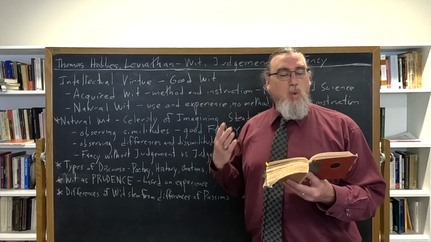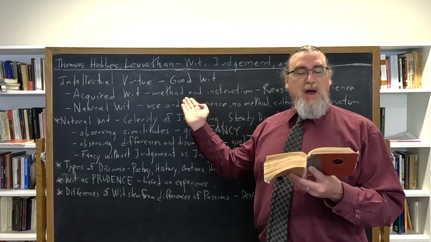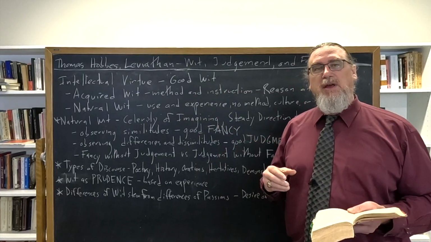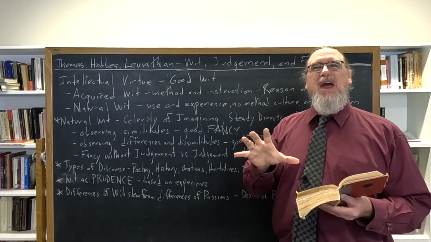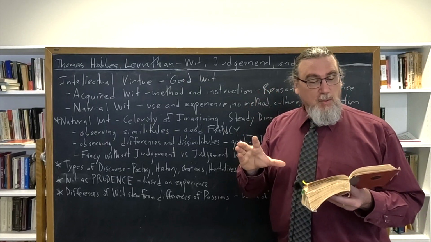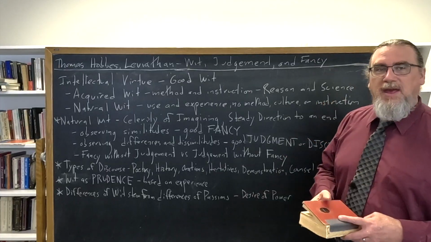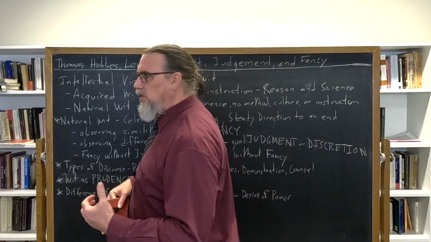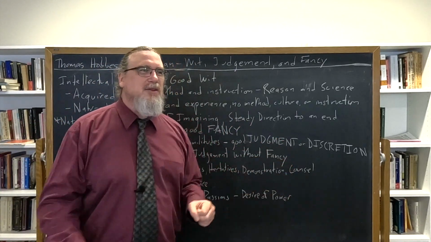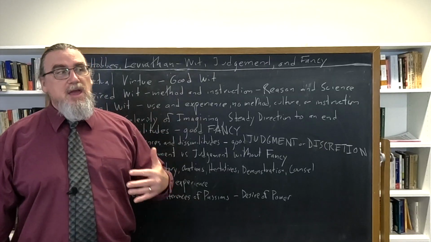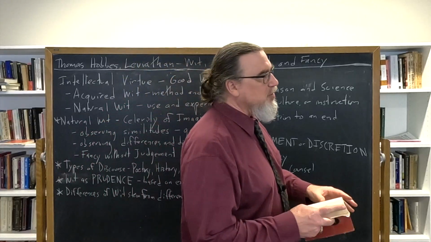So he says, as for acquired wit, what does that actually mean? It is acquired by method and instruction. He says there's no such thing as this other than reason, which is grounded on the right use of speech and produces the sciences. And then he refers back to a previous chapter. I've already talked about reason and science, so I don't need to go into that now. So he is here really concentrating on what he calls natural wit.